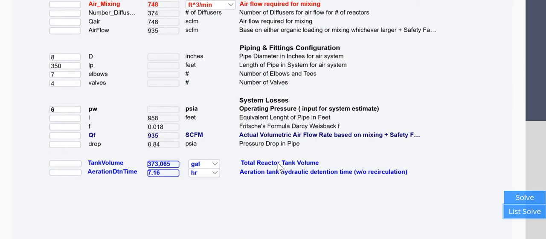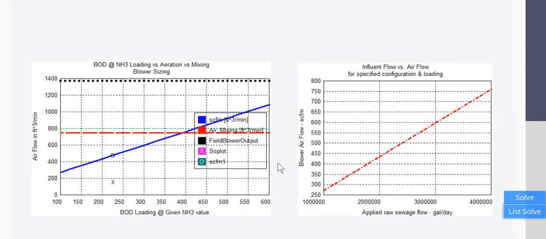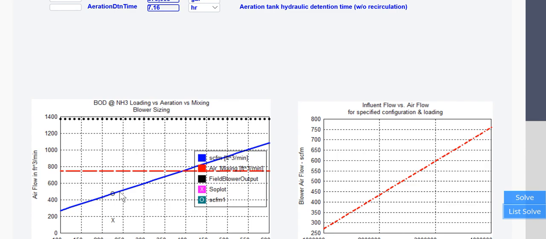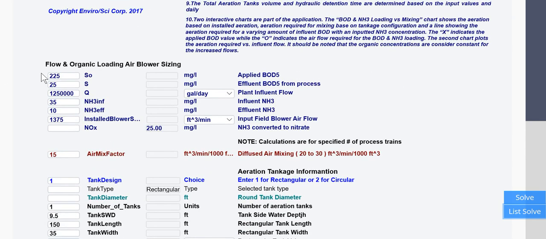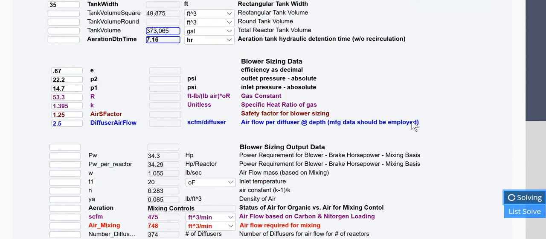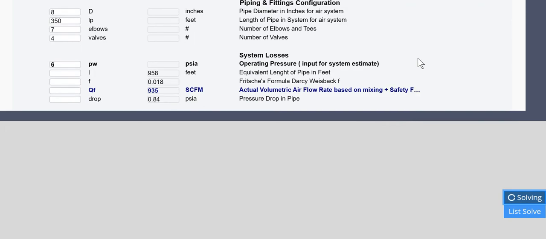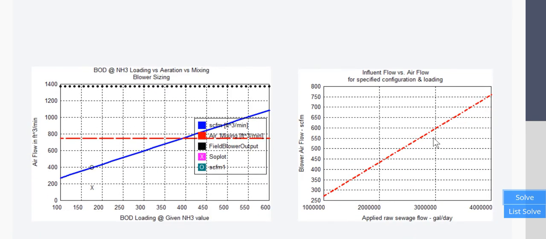And again, this chart is interactive, so if I were to change 225 and make it 175, I'll make the infinite BOD 175, I'll blank it, enter 175, and I'll solve. And then if I come down here and look at the graph, it's solving, and you'll see now I'm at 175, and you'll see that we're much lower on here.